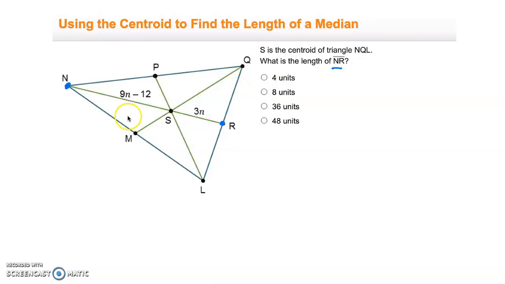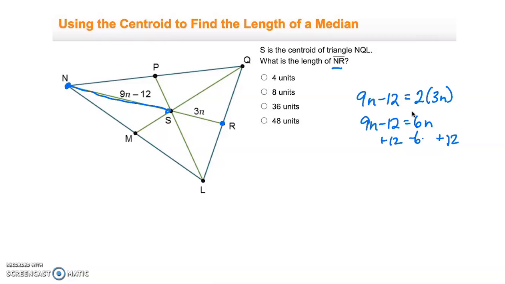Well, we don't know little n, but we do know that 9n minus 12 is equal to 2 times 3n. Remember, the vertex to the centroid is twice as long as from the centroid to the opposite side. So let's solve this. 9n minus 12 equals 6n. I'm going to add 12 to both sides and subtract 6n. So I get 3n equals 12. Divide by 3. So n equals 4.